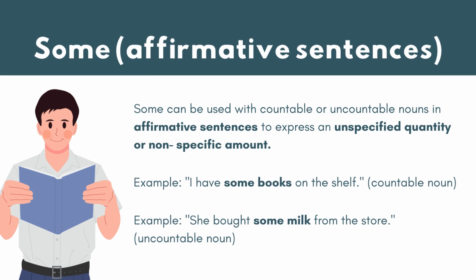Some, affirmative sentences. Some can be used with countable or uncountable nouns in affirmative sentences to express an unspecified quantity or non-specific amount. Example, I have some books on the shelf. Countable noun. Example, she bought some milk from the store. Uncountable noun.